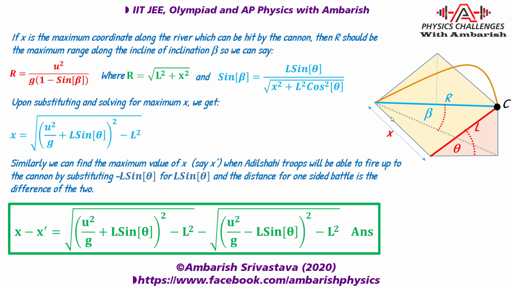So x minus x prime, if you calculate, you get x is this, and x prime you get by putting a minus sign instead of plus sign over here. That maths is very simple, and then you subtract and you get the final result. So this is our final answer, and we'll be able to crush Adil Shah's troops if we catch them in this interval of distance somewhere there. Okay, so the one-sided battle can take place.